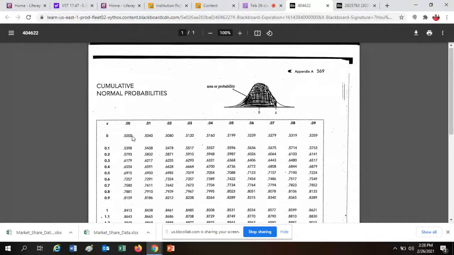0.00 is this column, right? 0.0 is this row. 0.0 as being the next decimal place is that one. And what does the table tell us? 0.5 or 50%. Right? Bingo! The table tells us something correctly that we should know. It makes us feel warm and fuzzy that we understand how to read the table. Okay?